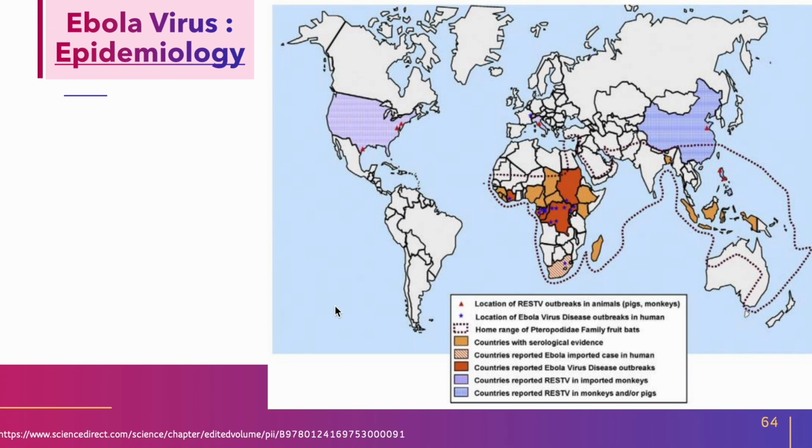So as you know, the Ebola virus species names are quite strange and not familiar to us, and it happens in Africa.